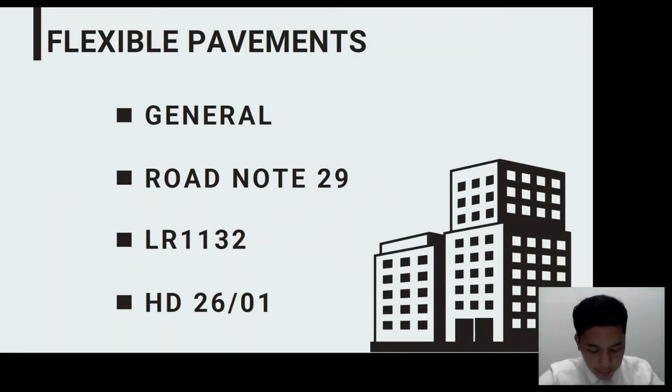The design of the flexible pavement has its types: the general, Road Note 29, the LR1132, and the HD 26/1.